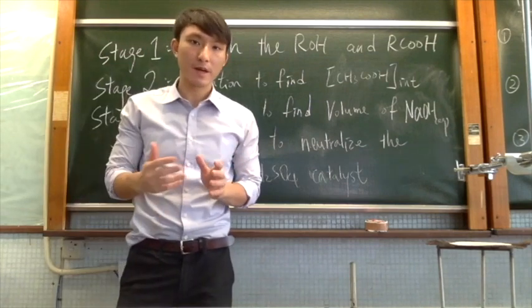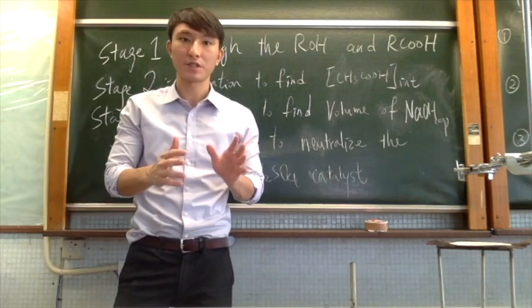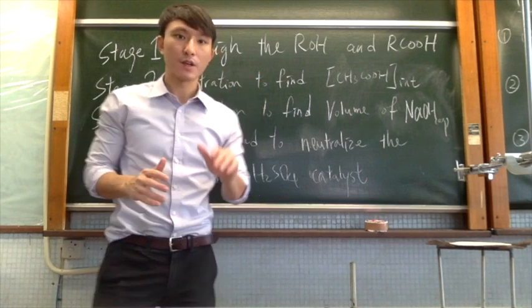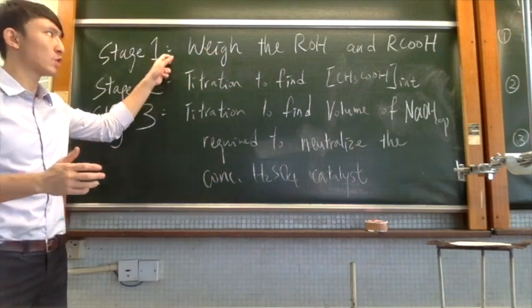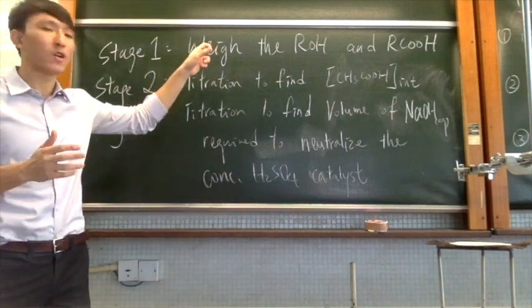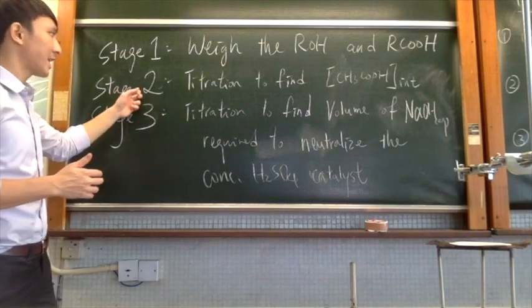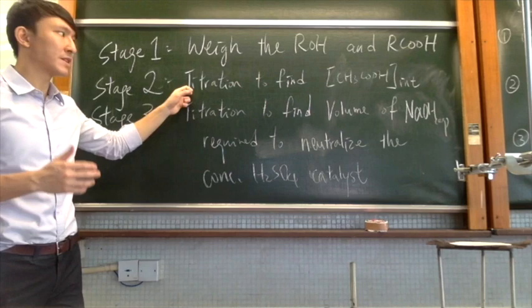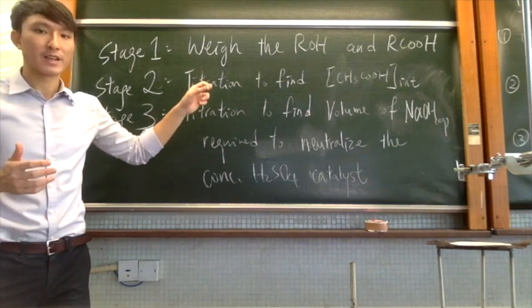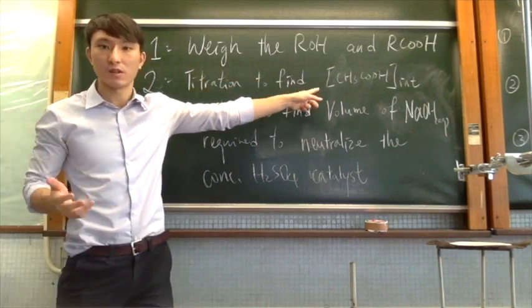Okay, in this experiment, we can divide the procedures into 5 stages. So the first stage is we try to weigh our alcohol and acid using an electronic balance. The second stage is we are going to perform a titration to find out the initial concentration of ethanoic acid.